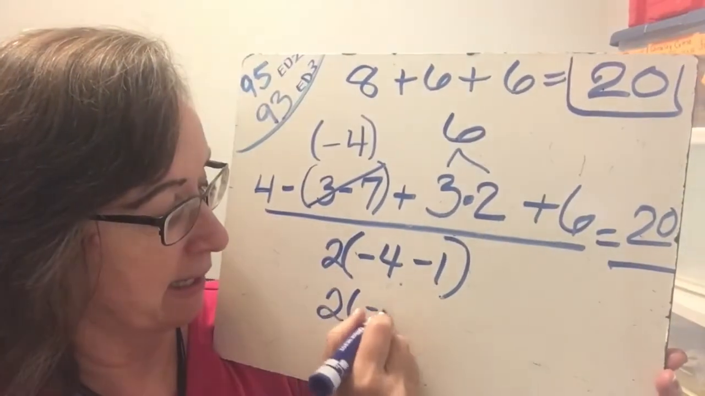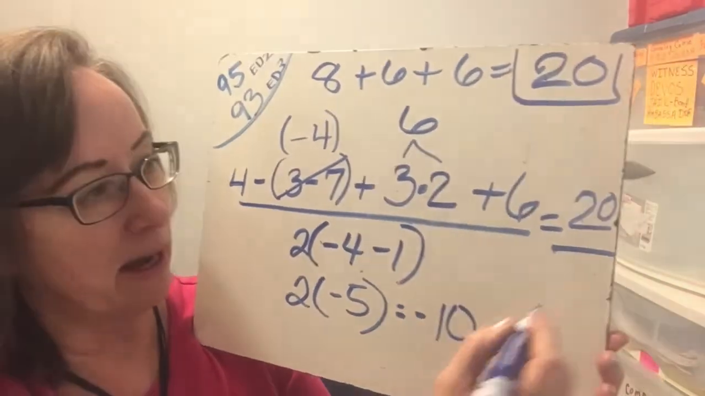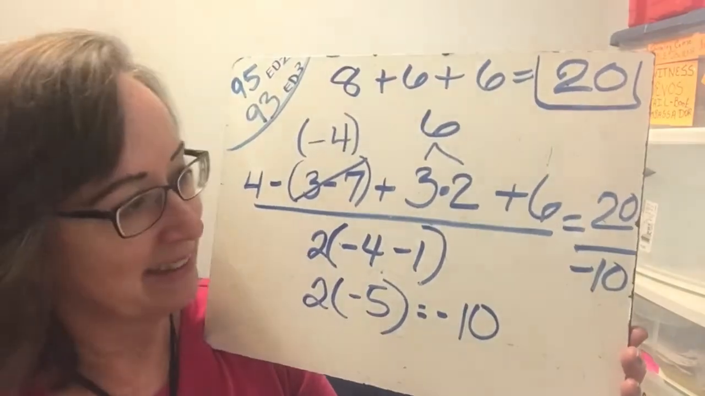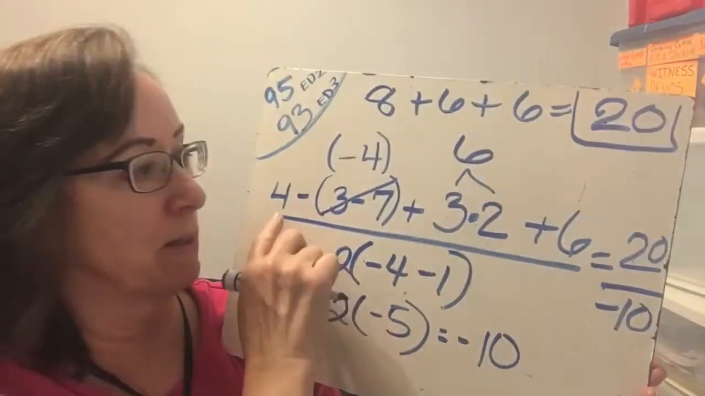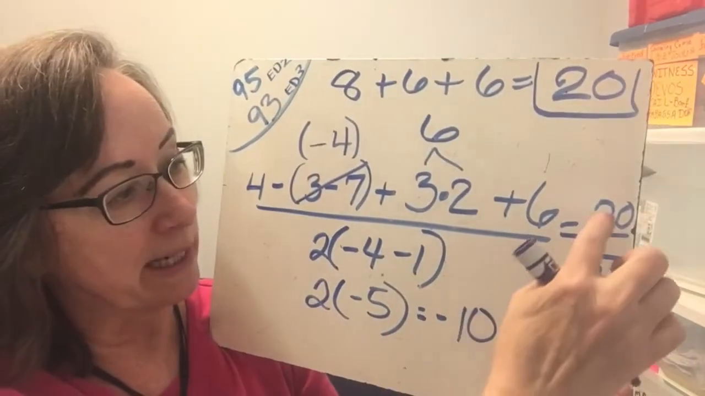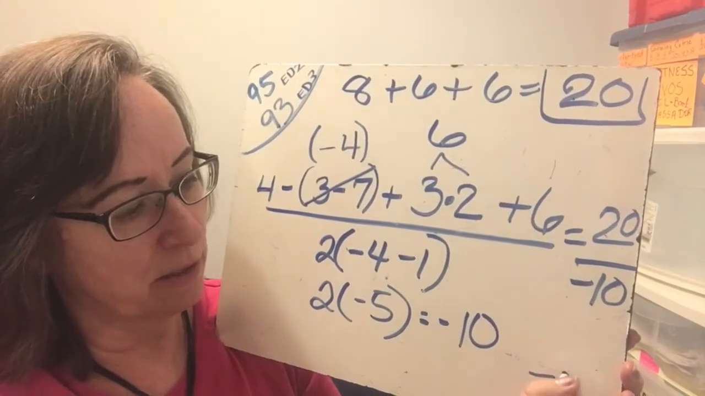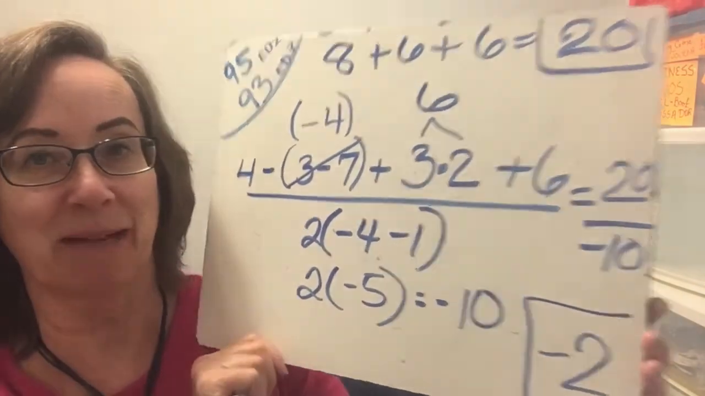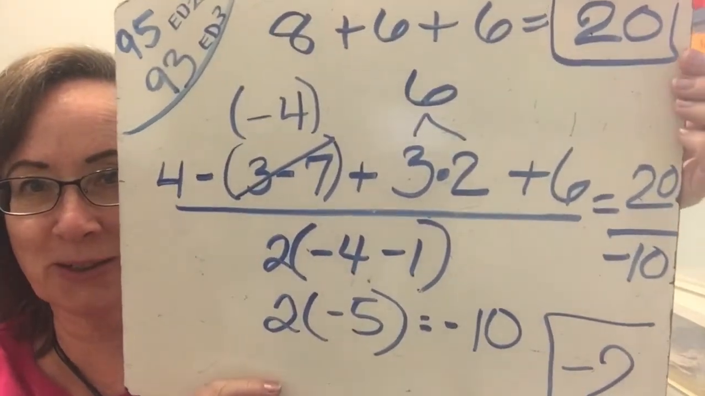We get a negative 5. 2 times a negative 5 is a negative 10. So now we're going to put a negative 10 right there. And lastly, we're going to do our whole division, which was our fraction bar. And we're going to get 20 divided by negative 10 is a negative 2. So negative 2 was our final answer. Okay, I'm going to let you look at the board a little bit before we move on to example 2.